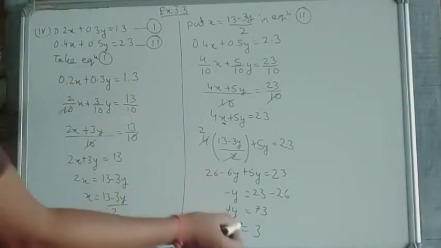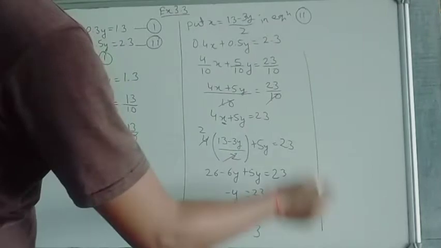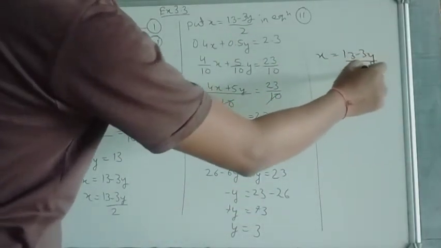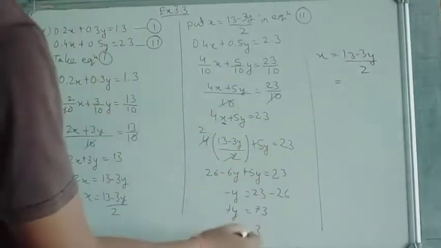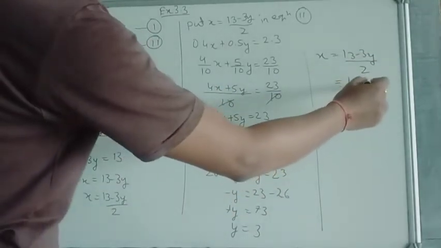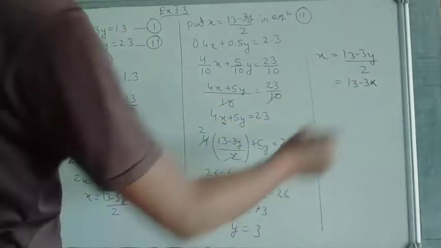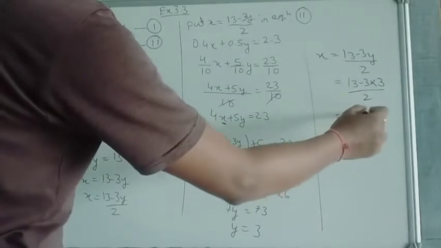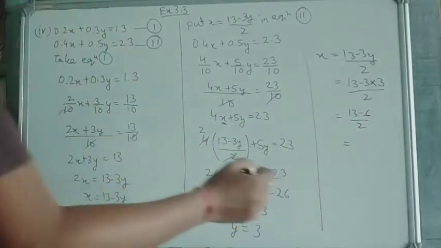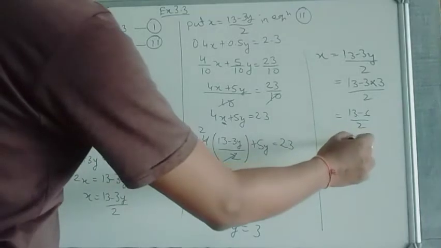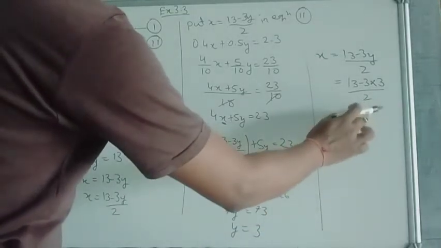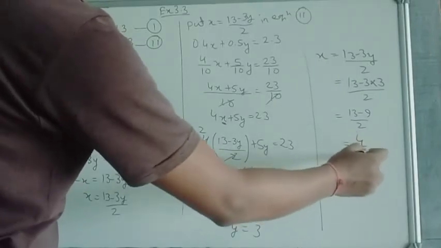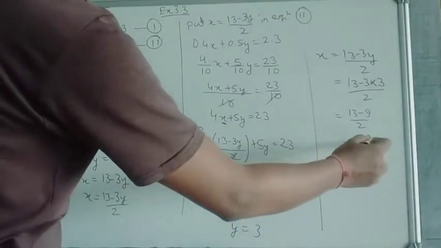After this we have to find the value of x also. We have been given x equal to 13 minus 3y by 2. Where y is equal to how much? 3. So we'll put 13 minus 3 into 3, by 2. So 13 minus 9 by 2, so 4 by 2, that is 2.